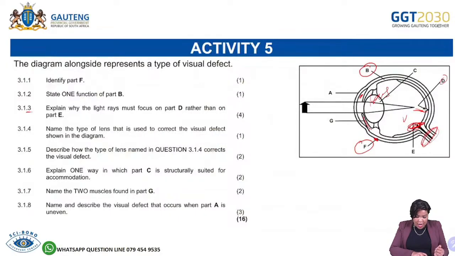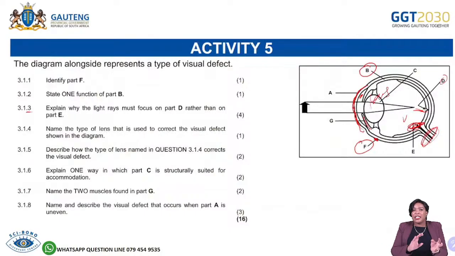Right, now name and describe a visual defect that occurs when part A is uneven. Let us look at part A. Part A is this front part. So you were told that sometimes part A may be uneven. When it is uneven, it leads to what type of defect? That is astigmatism. It can sometimes be the cornea, or it can be the lens itself. When there is unevenness on the cornea itself, then it leads to astigmatism.